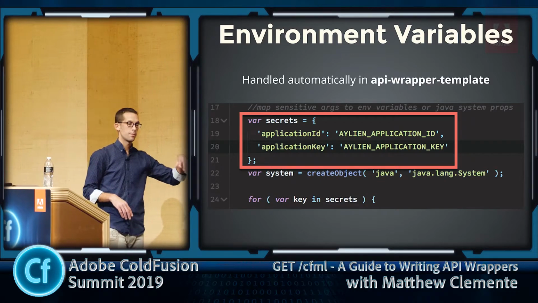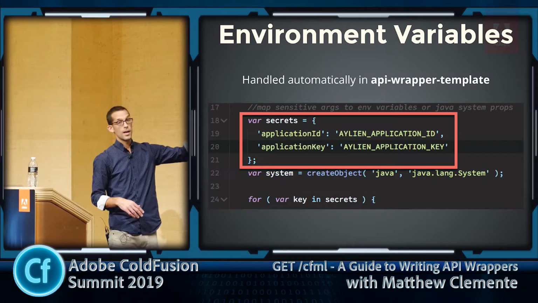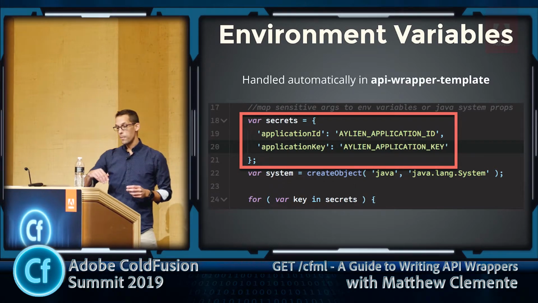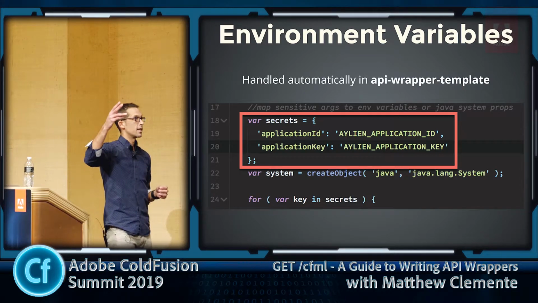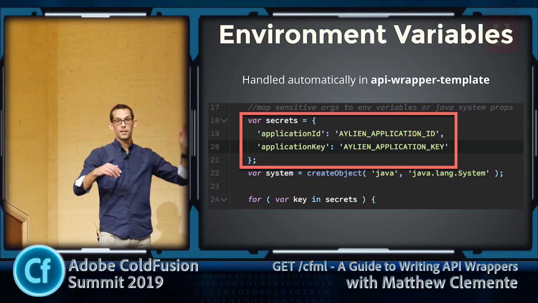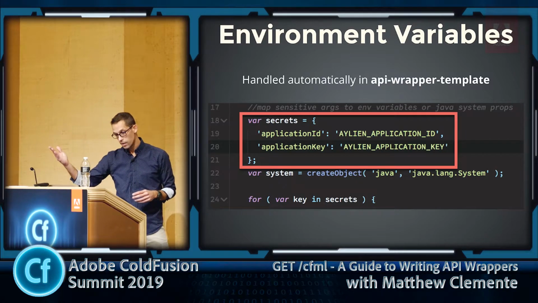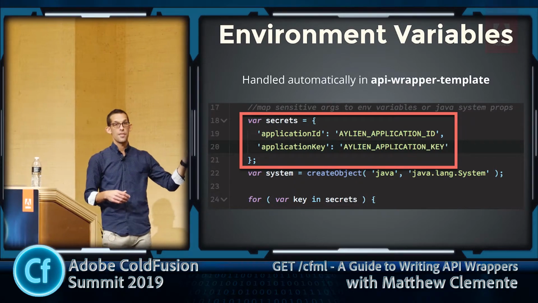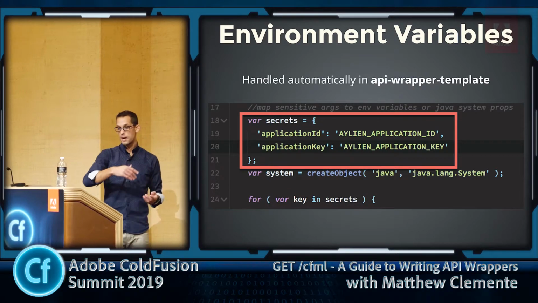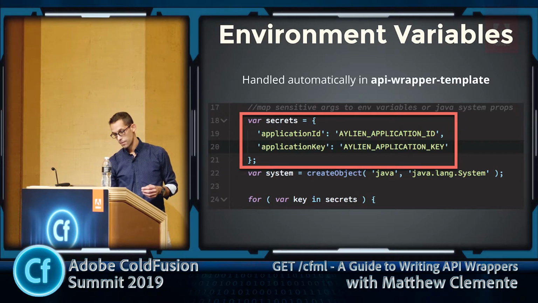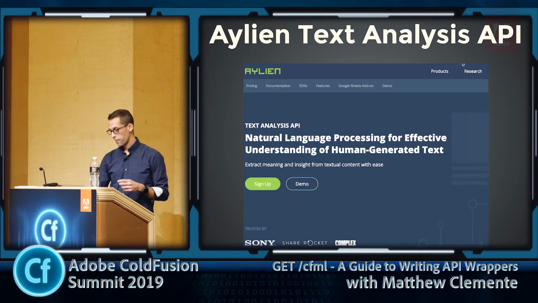In the template that we spin up, if you look at any of those examples or if you use the template, this is how I do it. It happens in the init method, and I have a little struct there that says, look for the Aylien application ID environment variable, and set it so that it doesn't need to be passed in. And I say, look for the Aylien application key environment variable, and I set that as present. If those environment variables are there, using the Java System object, I can grab them and use them in the API.